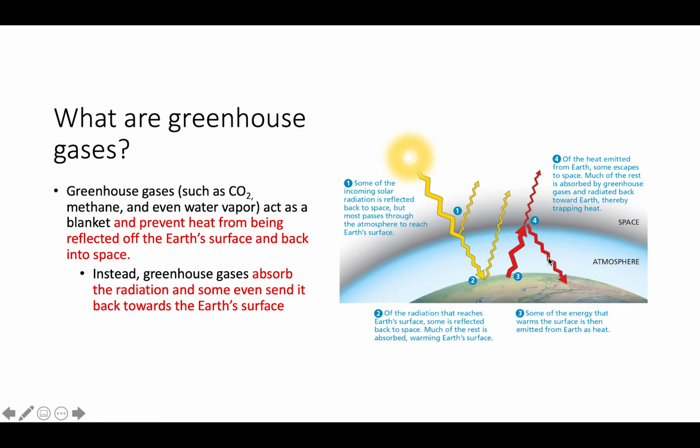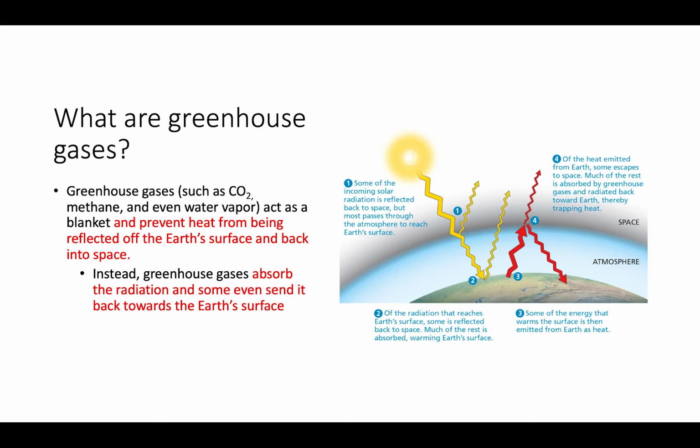And then once that heat is radiated off the Earth and back into space, those greenhouse gases are going to absorb that heat and then radiate it back down towards the Earth. So that is going to actually warm the Earth up even more, instead of allowing that heat to escape through the atmosphere like it would be able to if there were fewer greenhouse gases in our atmosphere.